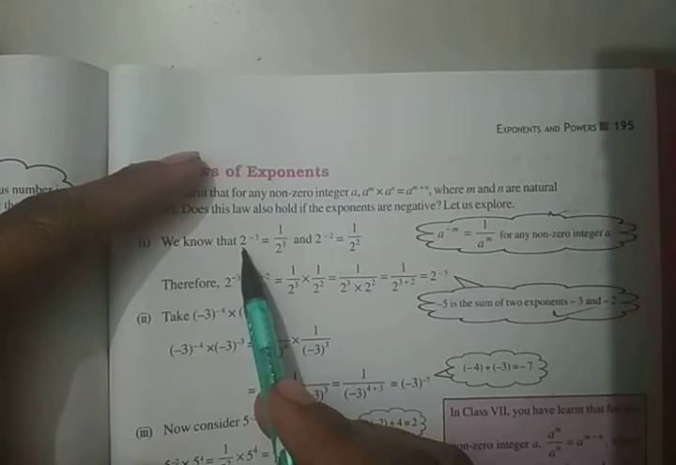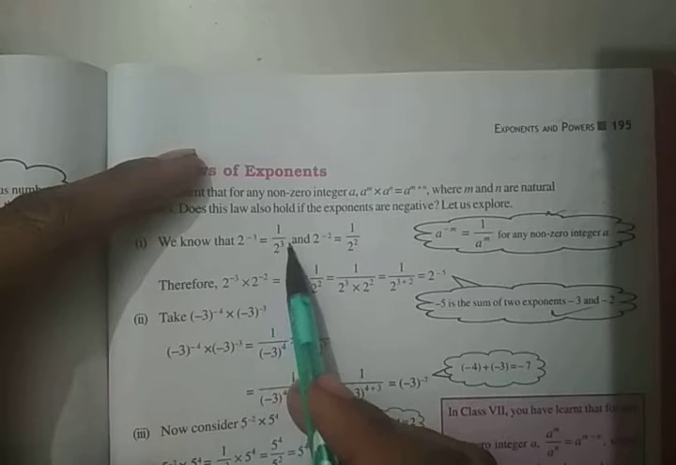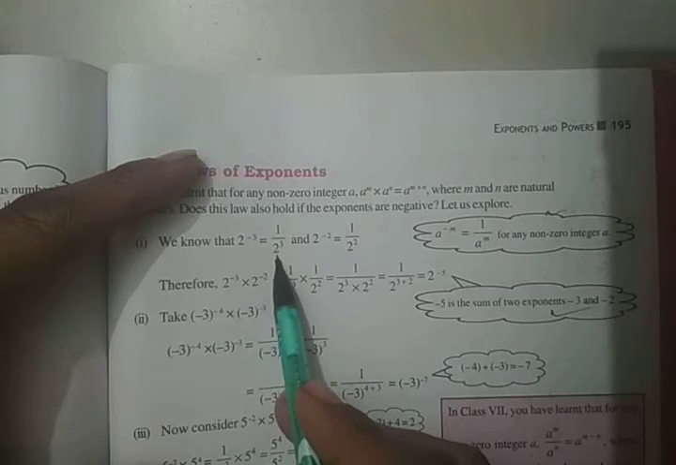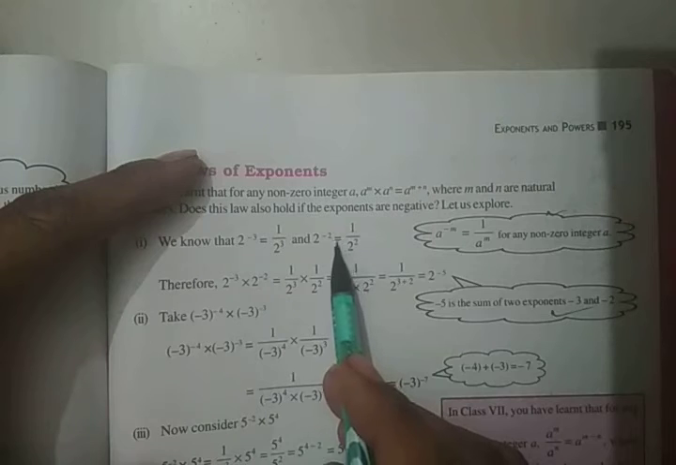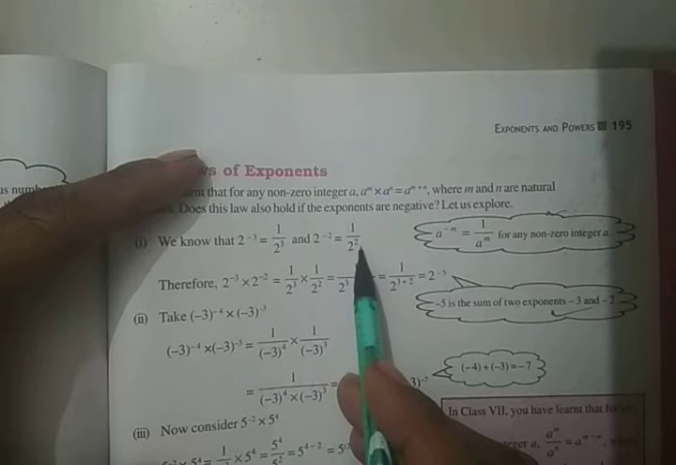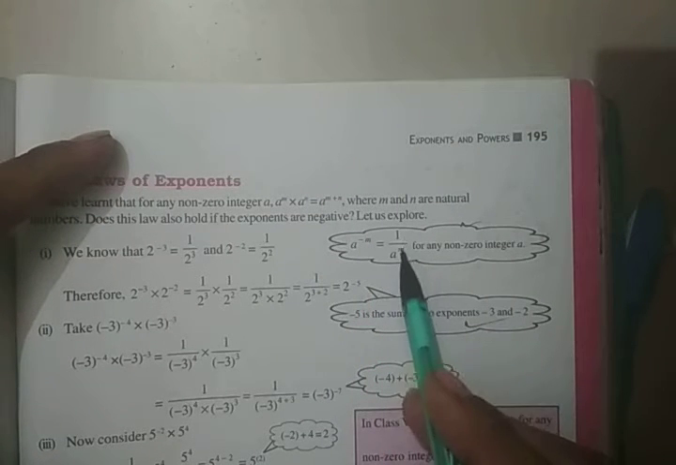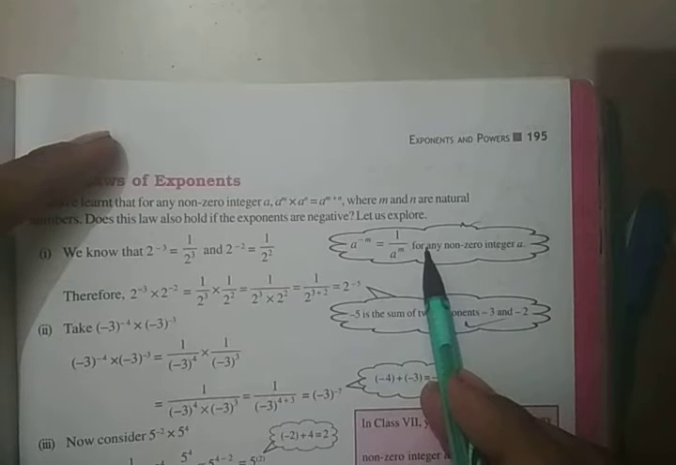Now we'll see one example. 2 raised to the power of minus 3 is written as 1 divided by 2 raised to the power of 3. When it is minus, take it to the denominator and the sign will change. Minus will become plus. 2 raised to the power of minus 2 will be equal to 1 divided by 2 raised to the power of 2. Here there is a formula which says that a raised to minus m equals 1 divided by a raised to m. This you have to remember.